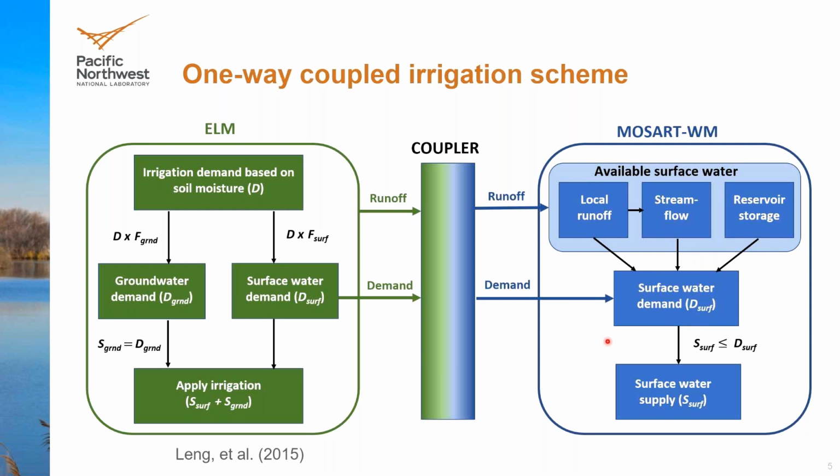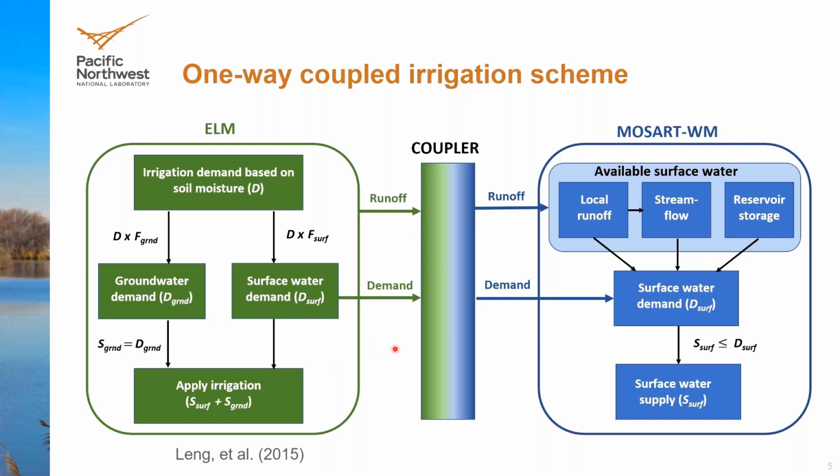The biggest limitation of this scheme is that it doesn't consider the surface water constraint for the irrigation. The surface water constraint means that sometimes you don't have enough surface water to irrigate. In that case, if you're using this scheme, you may overestimate your surface water withdrawal, but underestimate your groundwater pumping.